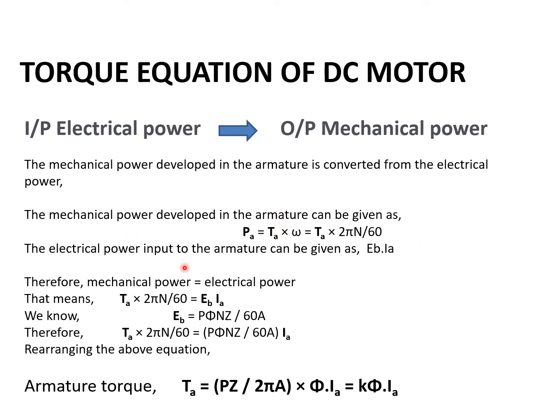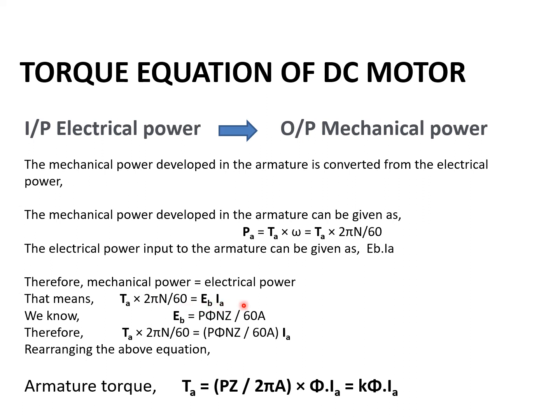The electrical power input to the armature is given by the product of back EMF and armature current. So Eb is the back EMF, Ia is the armature current, so the product Eb into Ia is the electrical power. This is the input power to the armature, and this electrical power is converted into mechanical power, which equals torque into 2 pi N upon 60. Therefore, mechanical power equals electrical power.